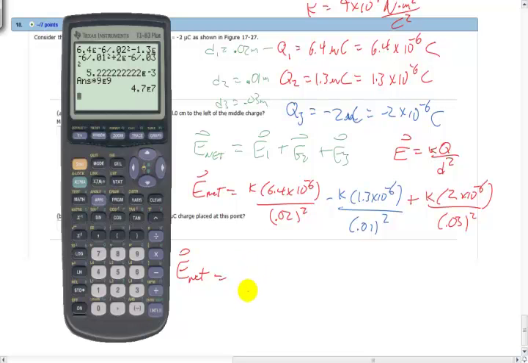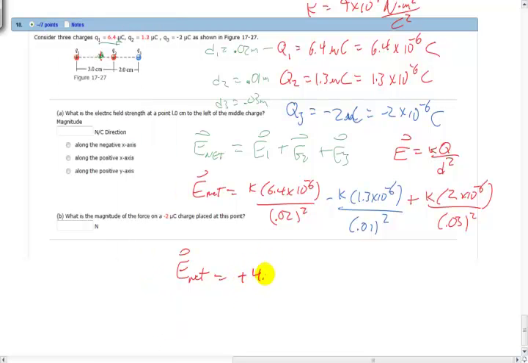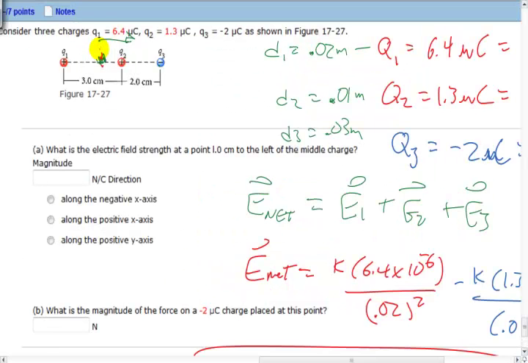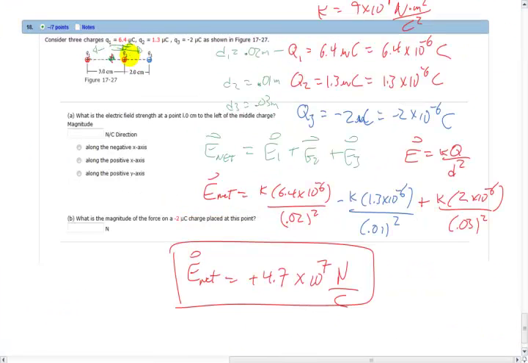And since it's a positive value, it's going which way? To the right, and the units are newtons per coulomb. Why did I not make the second charge negative? Good question. If I zoom in on the diagram here, this is the point I'm looking at. It's getting pushed to the right by Q1, pushed to the left by Q2, and then Q3 is sucking it to the right. So that's why it's positive, negative, positive. The final direction will be along the positive x-axis.